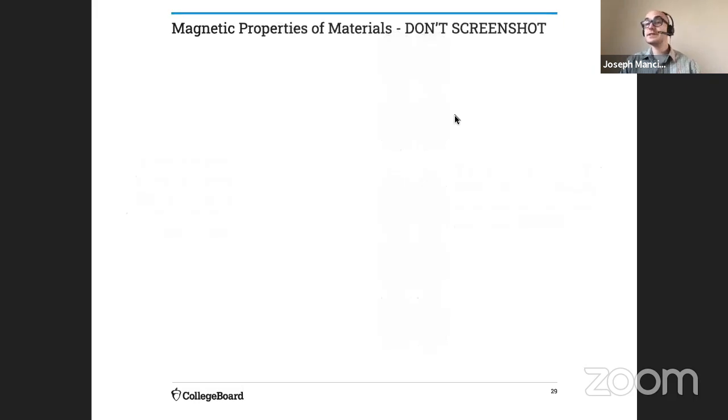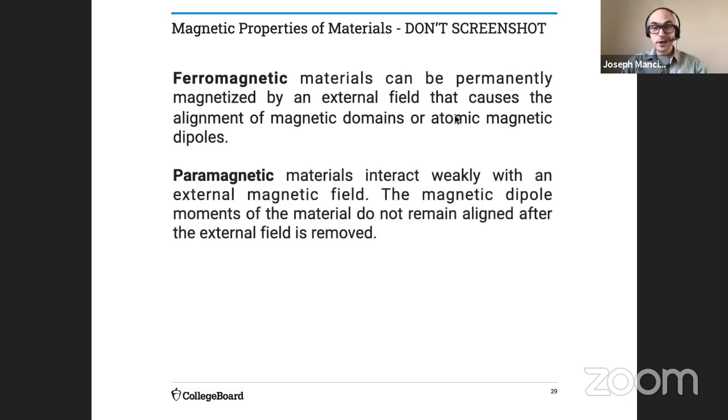Okay, notice the title of this slide. Please don't screenshot this. AP Physics 2 is not a course about vocabulary. It's definitely not a course about vocabulary. You can't make flashcards for this course. But anyhow, I thought that I would put up these definitions.